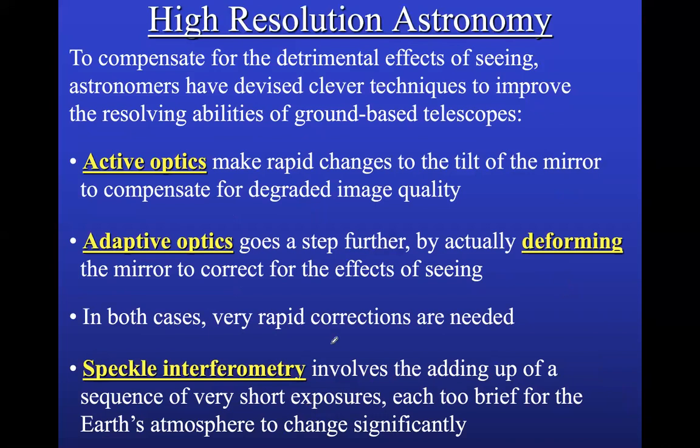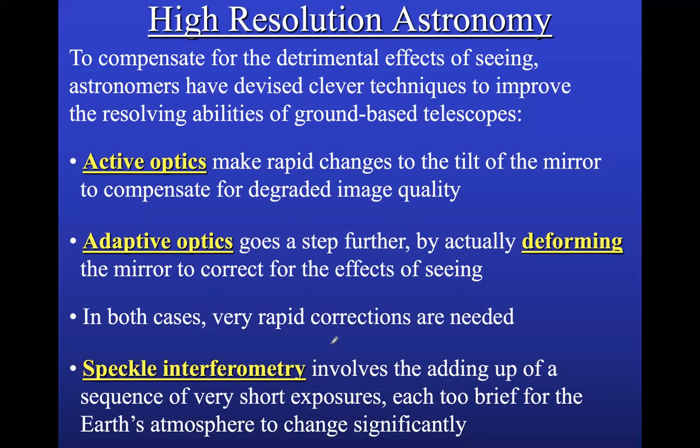Normally we talk in basic astronomy about one solution which we call active optics. This is one method to reduce the effect of seeing from the images. Active optics means making rapid changes to the tilt of the mirror to compensate for degraded image quality. I said that different wavelengths come in at different times. Because of that, the image gets blurred, right?